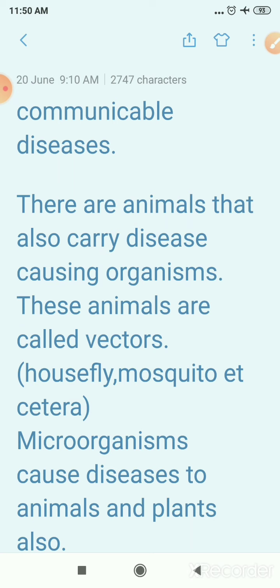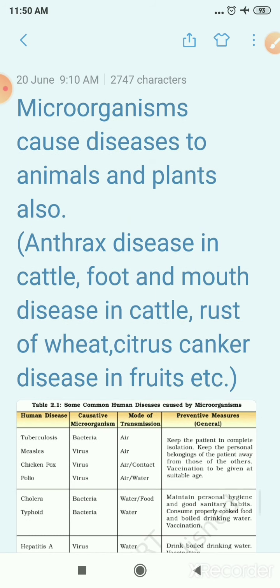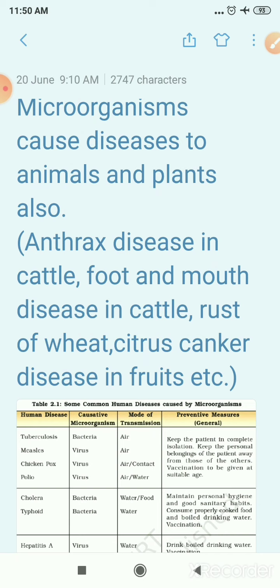Microorganisms not only cause disease to human beings, they cause disease to plants and animals also. Anthrax disease in cattle, foot and mouth disease in cattle, rust of wheat, citrus canker disease in fruits, etc. are some common diseases that are due to microorganisms that happen to animals and plants.